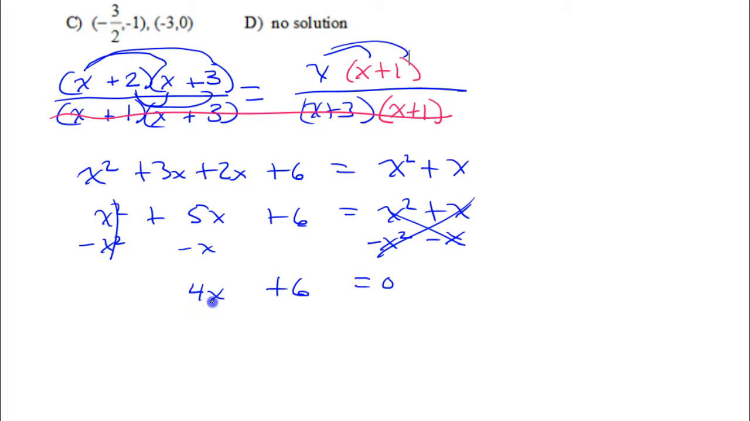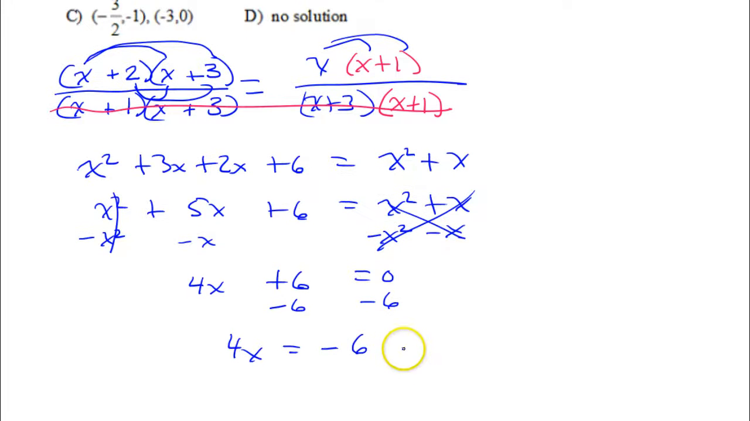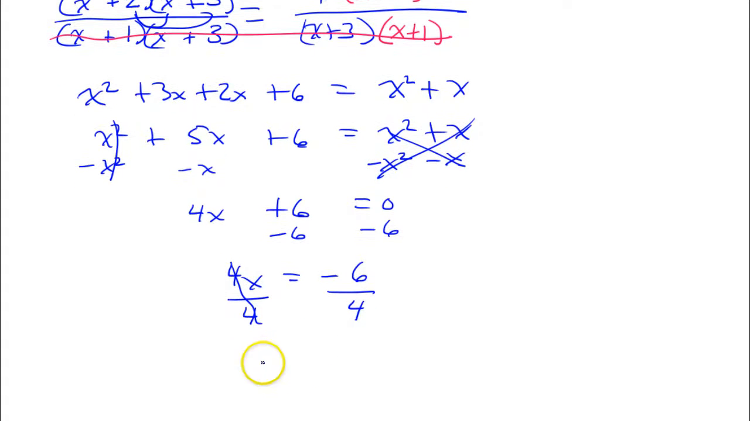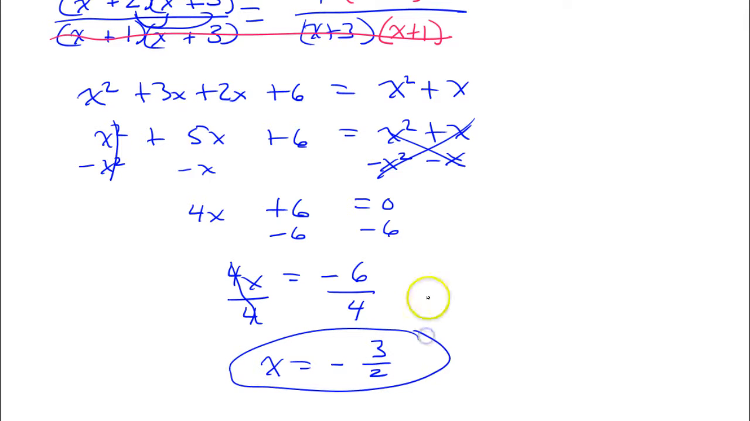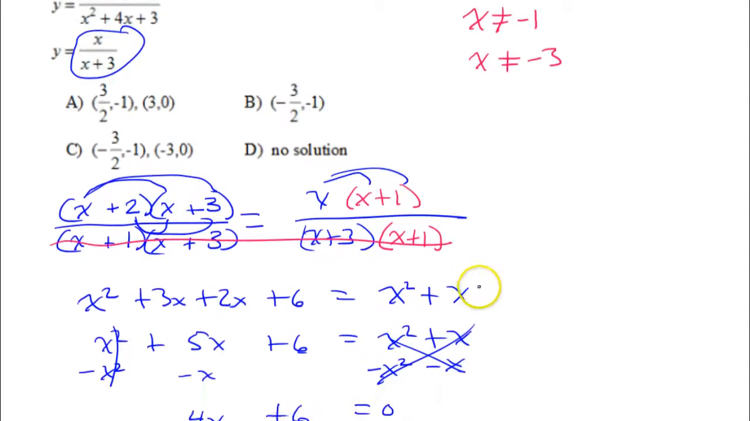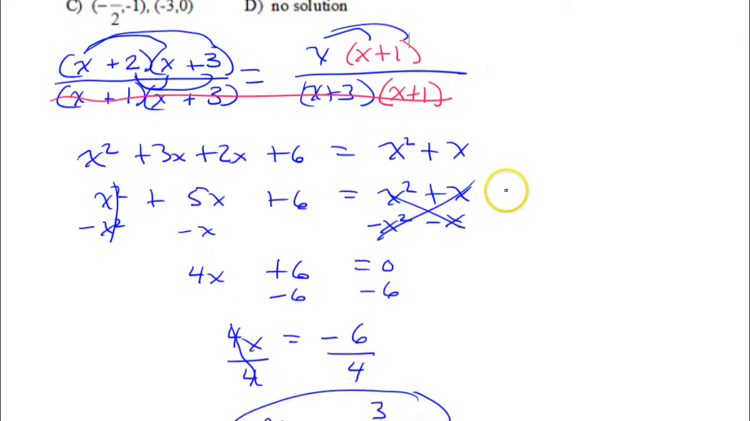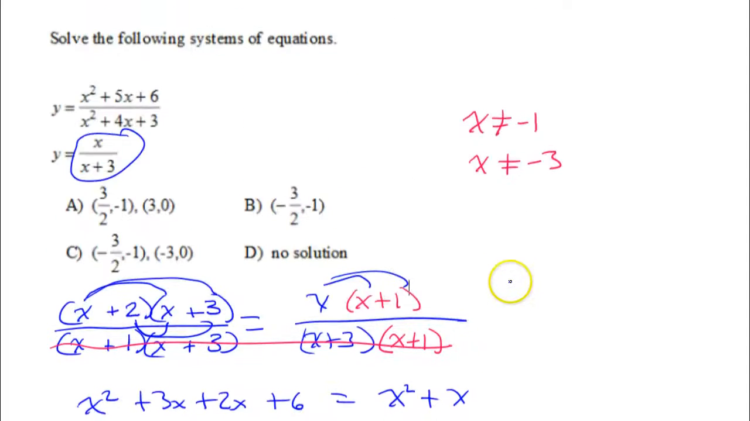So I can just go ahead and get x by itself. So I might as well subtract 6 from both sides. And that will give me 4x is equal to negative 6. And then I can divide both sides by 4. So that will give me x equals, and this reduces, so that's negative 3 over 2. Now remember, well, first of all, notice that that is not an excluded value. So negative 3 over 2 is okay with me.